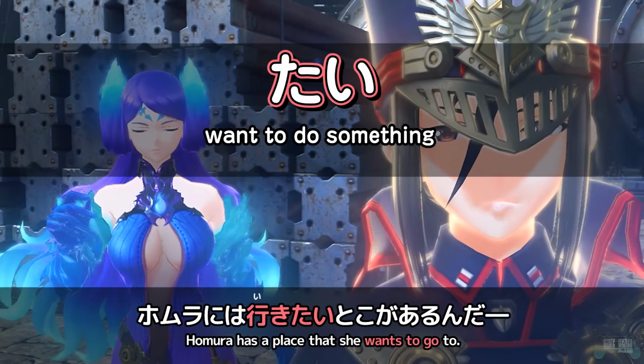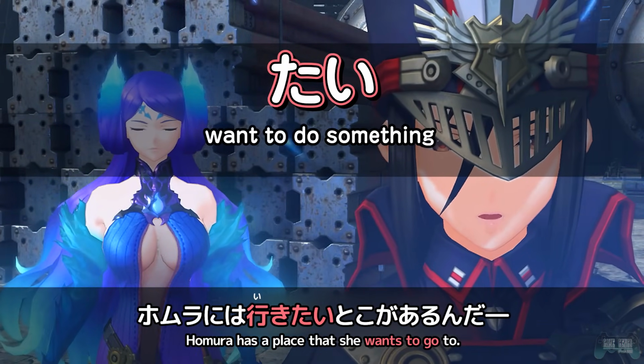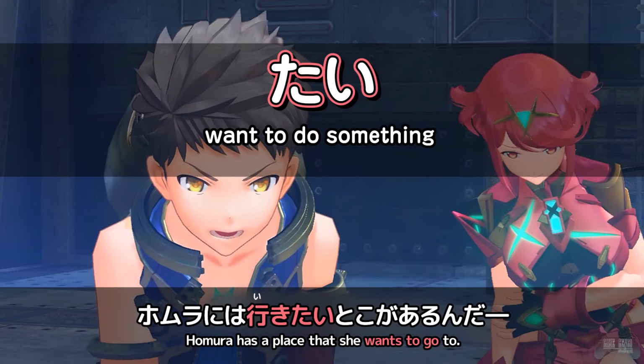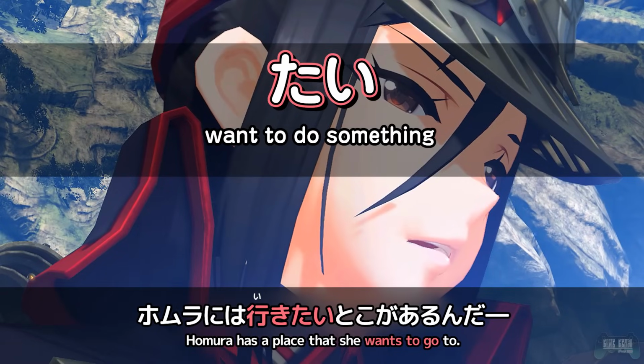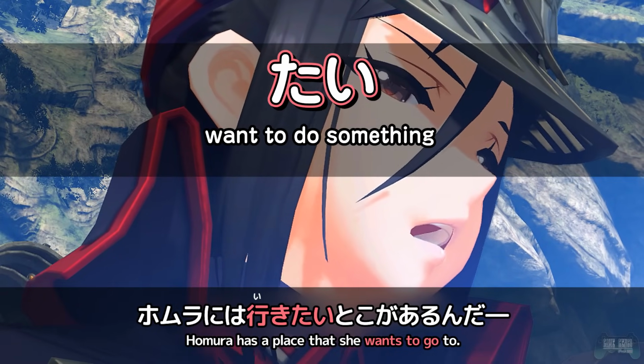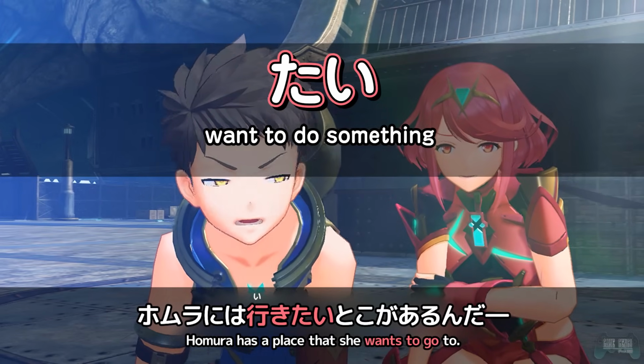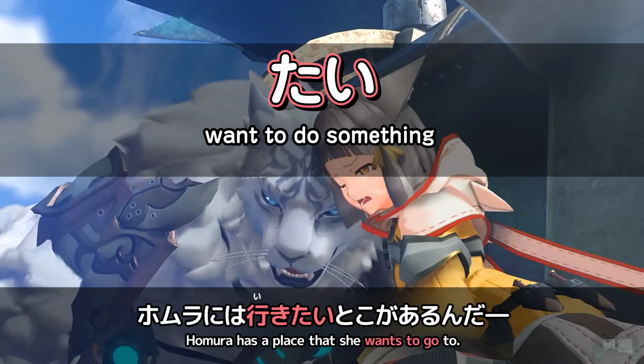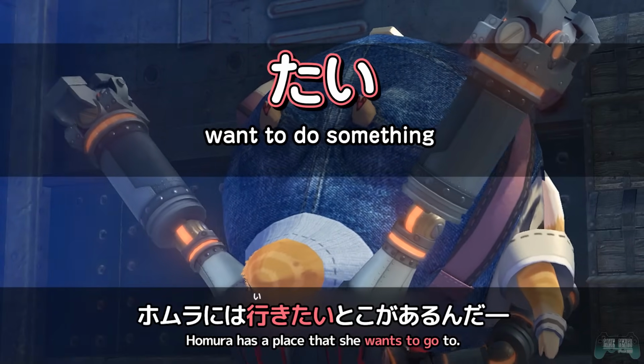So in this example from Xenoblade 2, Rex is telling the enemy that he won't let them do what they want because Homura has a place she wants to go. Now this is information that he heard from her previously, and he's relaying that information to the enemy, where he says, "Ikitai tokoro ga arunda." She has a place that she wants to go.